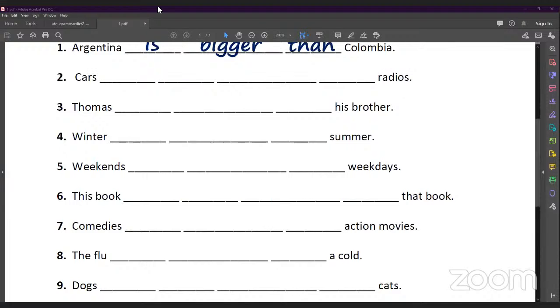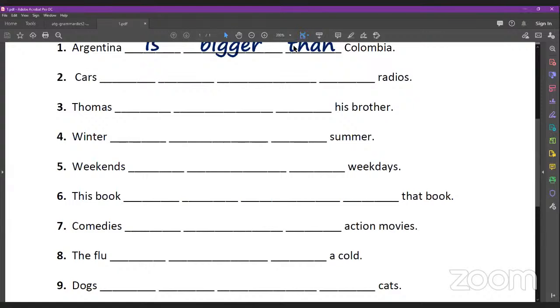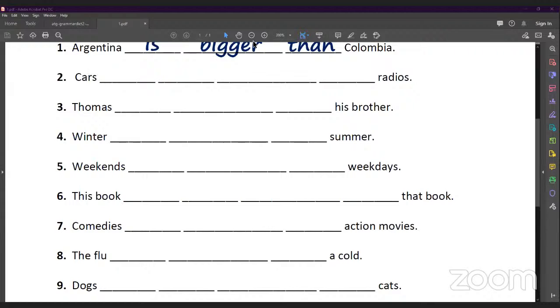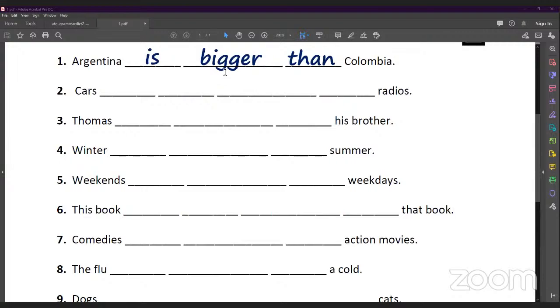Okay, guys, let's do it. Please volunteer for number 2 and 3. Hi, teacher. Cars are bigger than radios. Number 3: Thomas is bigger than his brother. Okay, that's actually correct, Miss Estefania Quinto. That's correct, but I want you to think of a different adjective. For example, you say cars are bigger than radios. That's actually correct. It's a good adjective, but big was already used in exercise number 1.